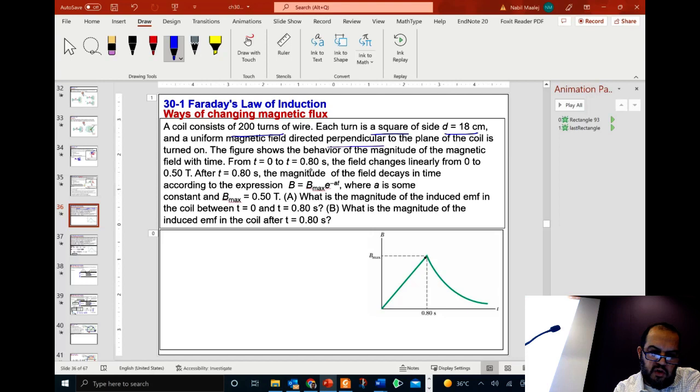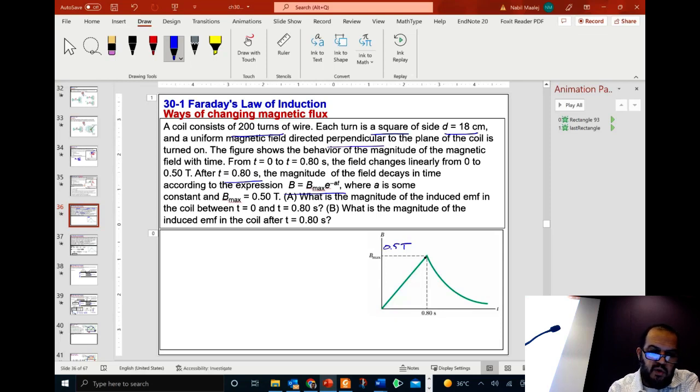So from t equal to 0 to 0.8 second, the field changes linearly from 0 to 0.5 Tesla. So B max here is 0.5 Tesla. After t equal to 0.8 second, the magnitude of the field decays in time with an exponential decay. B is equal to B max e to the minus a t, where a is some constant, and B max is 0.5 Tesla. What is the magnitude of the induced EMF in the coil between t equal to 0 and t equal to 0.8 second?